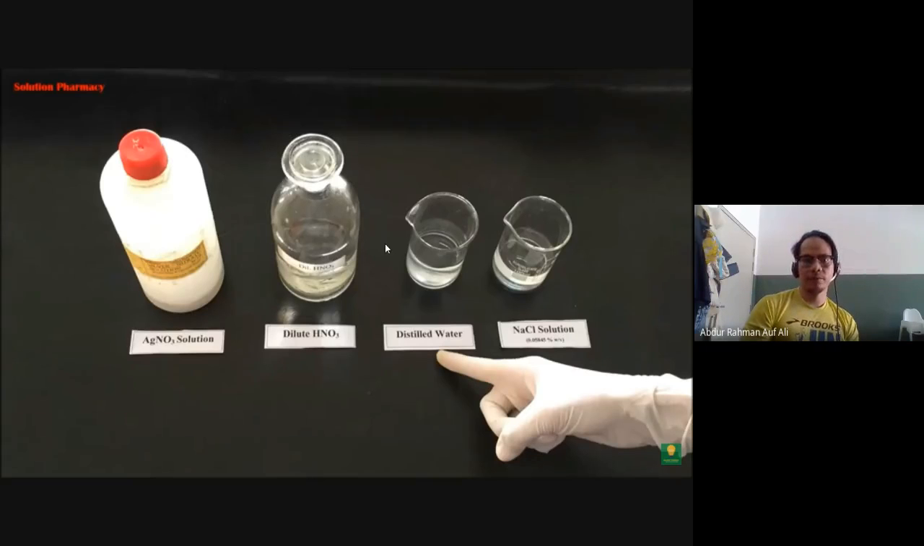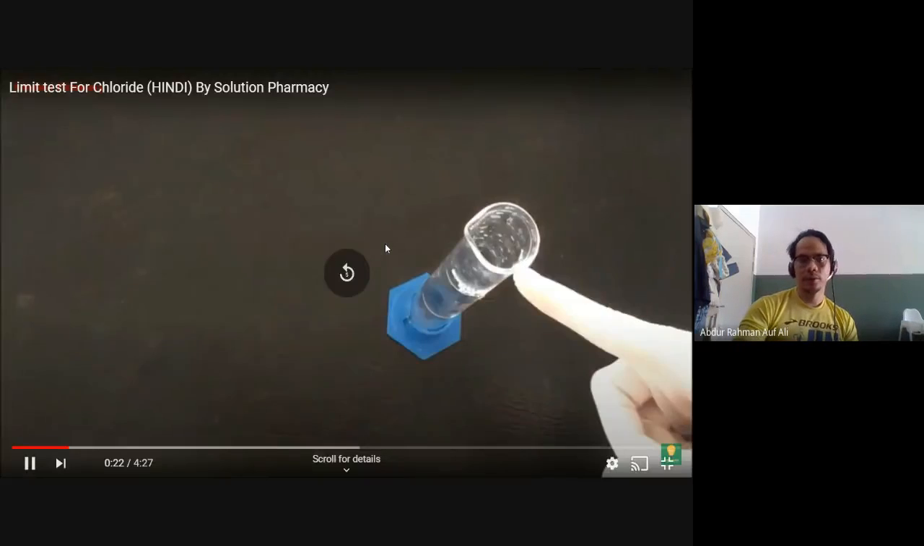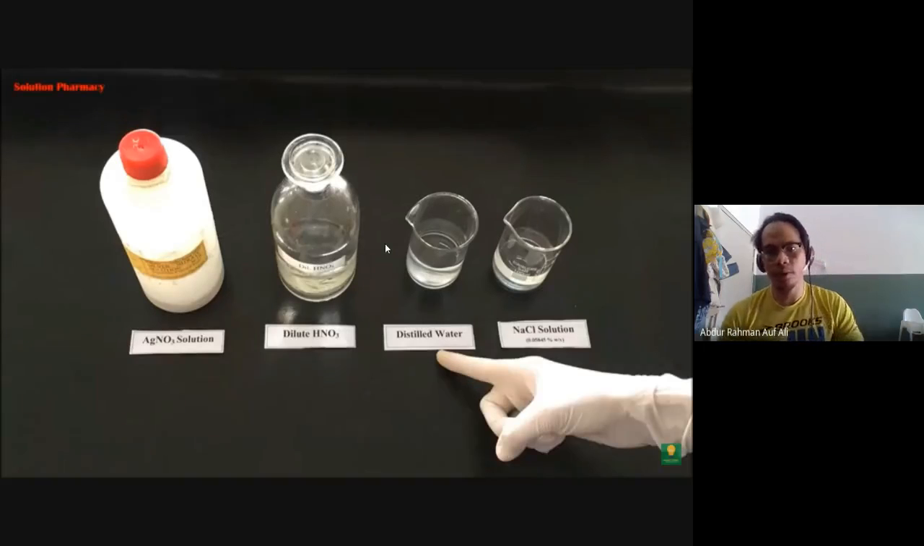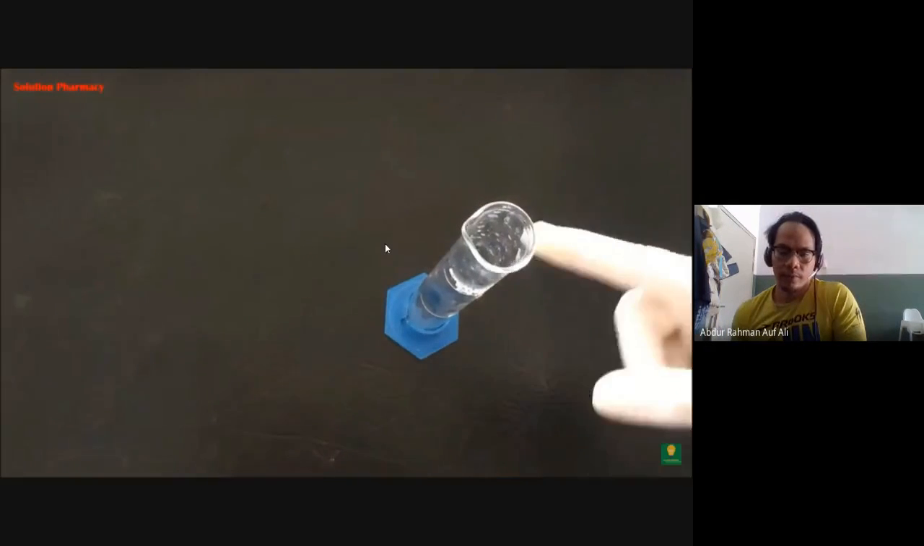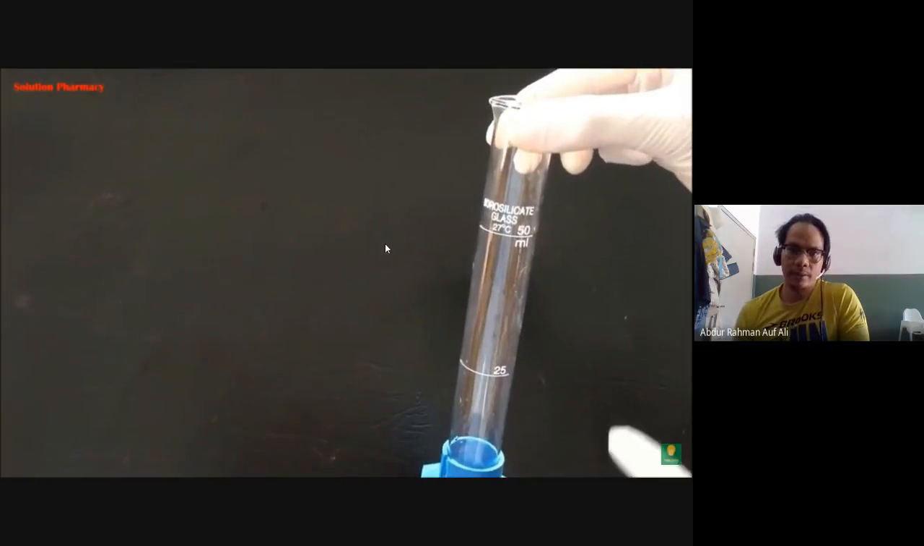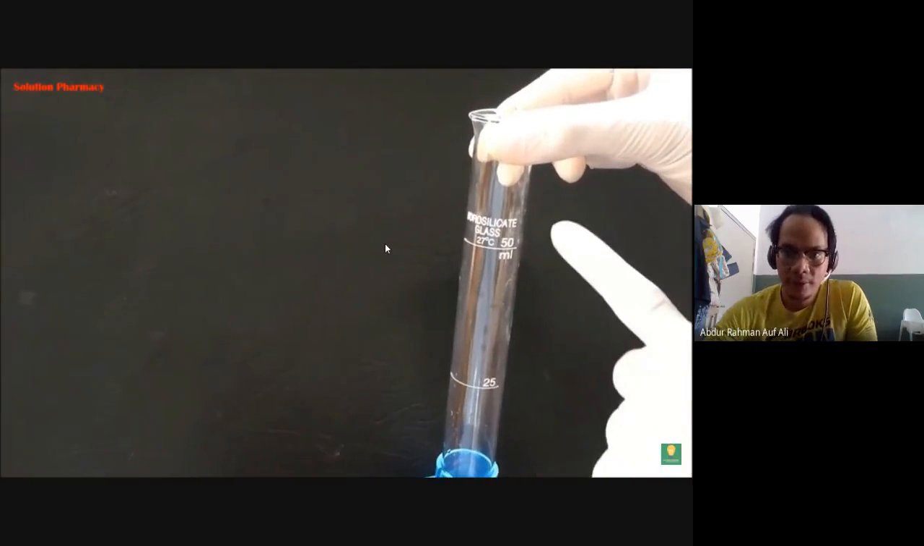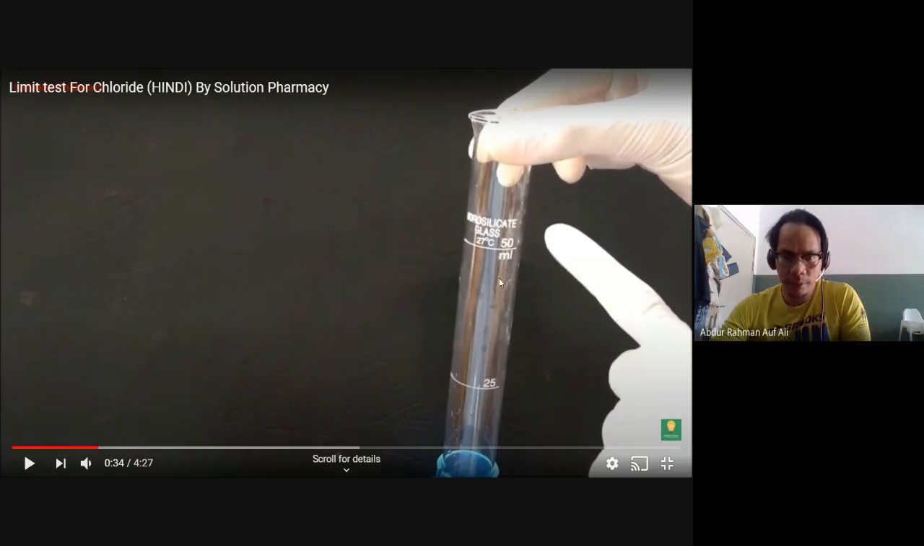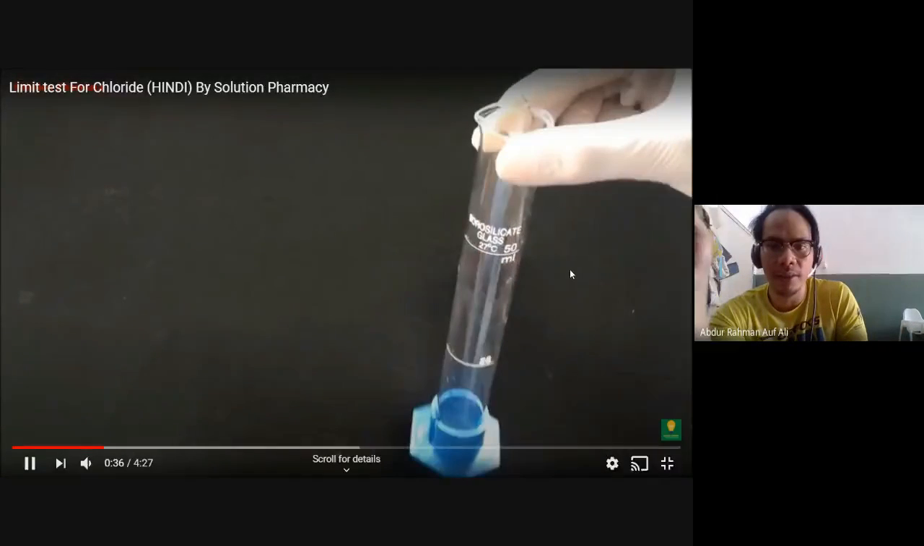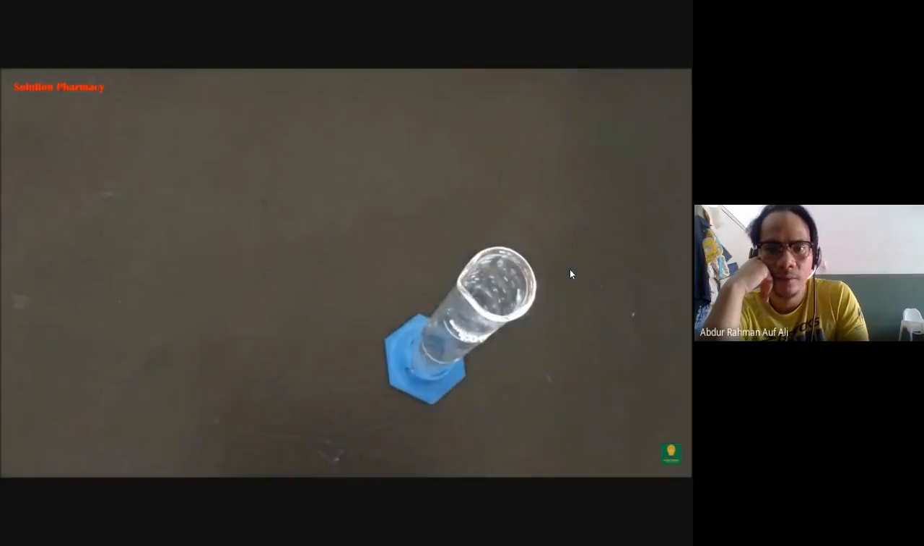So these are the chemicals: silver nitrate solution, dilute nitric acid, distilled water, and sodium chloride solution. So this is a Nestle cylinder, diletak atas stand. So Nestle cylinder dia label macam ni, dia tidak ada sengkatan, dia bukan measuring cylinder. This is sengkatan kat sini dia tunjuk 25, kat atas ni 50. So kalau you top up with water until 25, that means you have 25 ml of water. If you top up with water until this line here, 50, that means you have 50 ml of solution. Okay, so Nestle cylinder is specifically created for these purposes lah, to buat test like this.